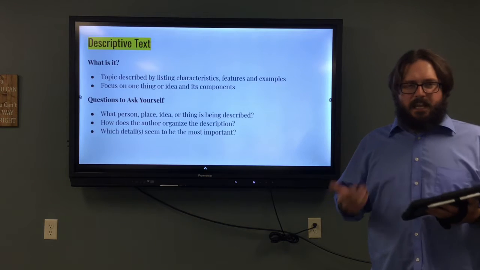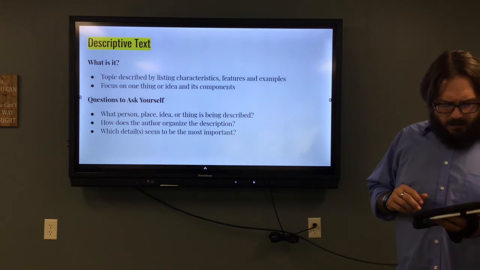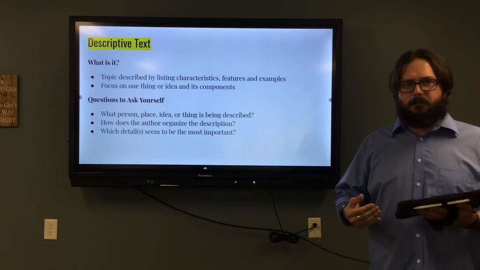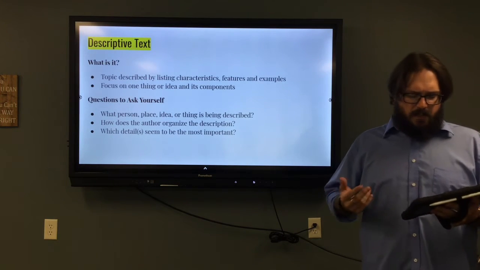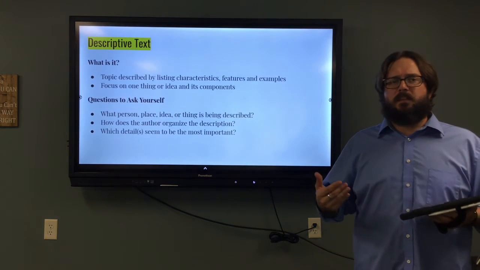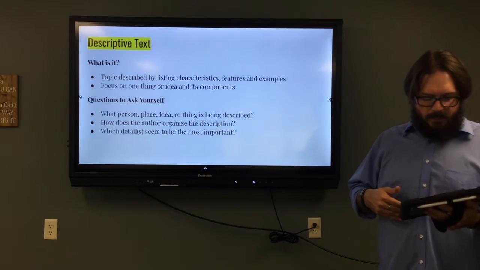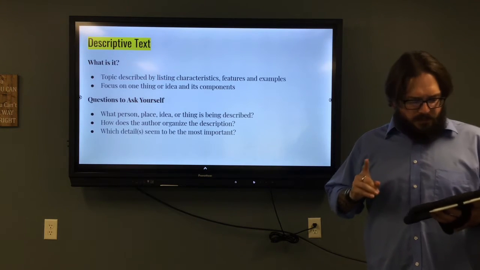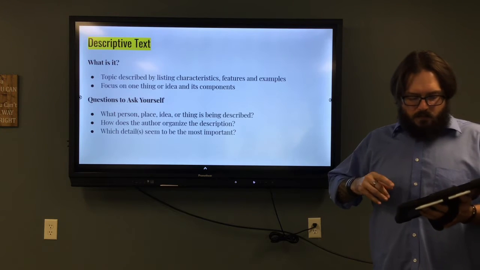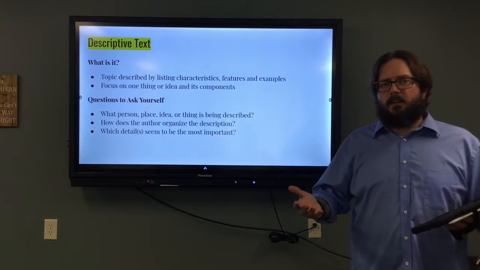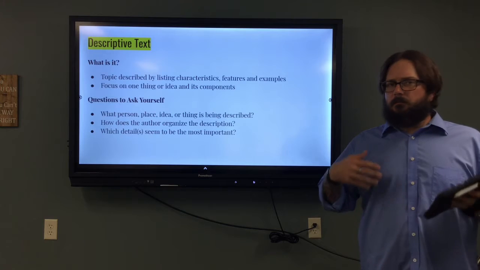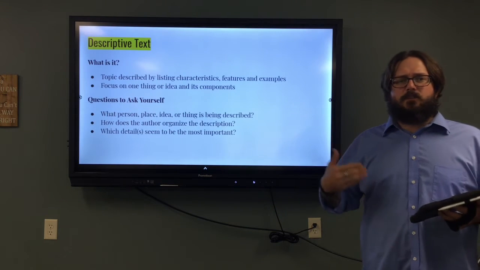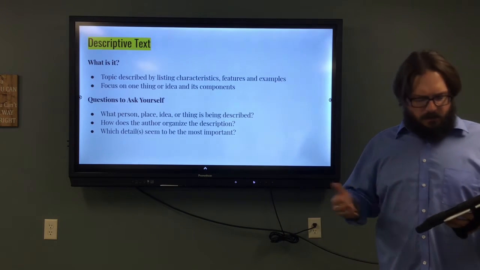A descriptive text is typically written in the format of a topic that is being described by listing characteristics, features, and examples within the writing passage. Typically, a descriptive text is going to focus on one particular topic. It could be one thing or idea that the author is providing information on, and then providing details about the components of the topic.